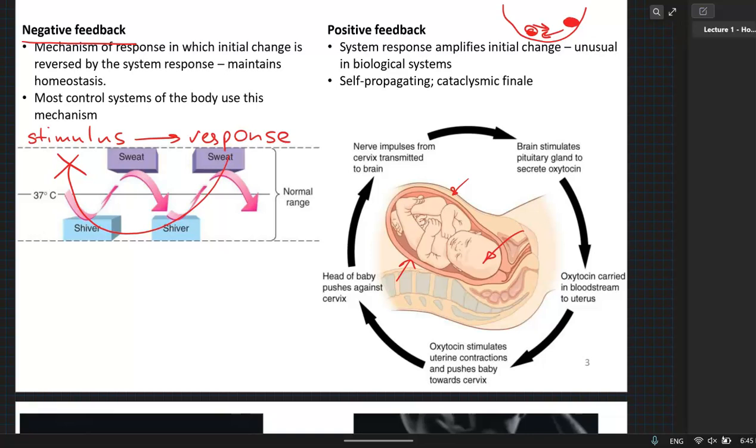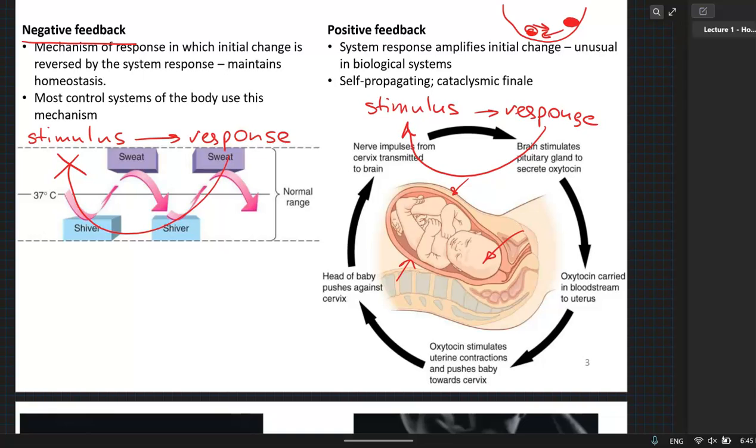So effectively, the stimulus results in a response that increases the stimulus, increases the change. Two other examples that I can think of are platelet activation, basically clotting in a bleeding disorder, and ovulation. Specifically, ovulation is regulated through positive feedback. The rest of the ovarian cycle is different. Okay?